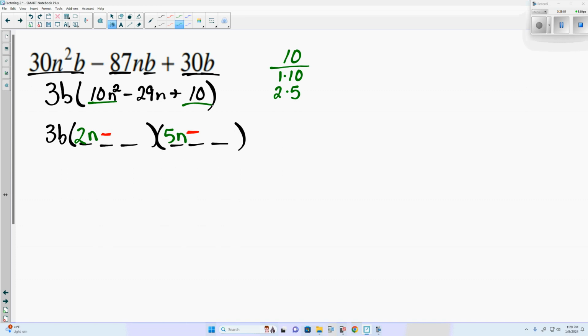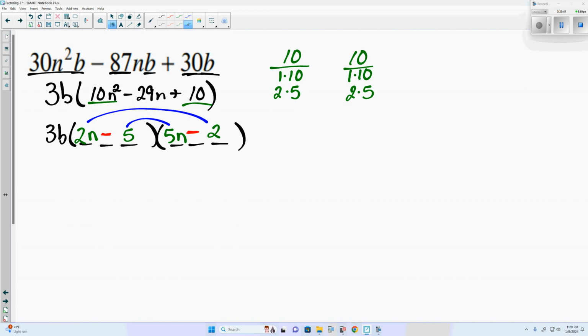Factors of the third term. Well, the third term is also 10. So 1 and 10, 2 and 5. Which one do we want to try first? 2 and 5. And we could try this way first, but it's not going to work. Because if we look at both sets of those factors, is there a greatest common factor in them? We can't have any more common factors here because we removed them all.